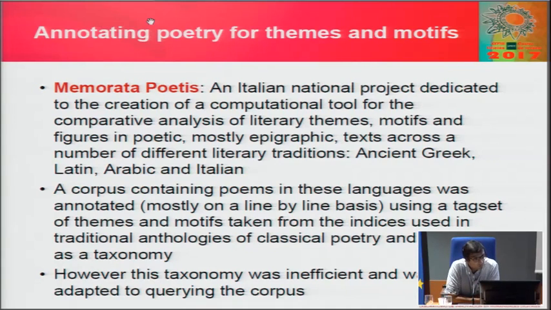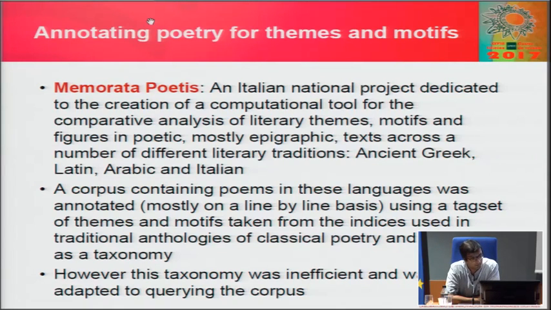And then finally, I'm going to talk about something I worked on with other colleagues in Italy. It's called Memorato Poetis, and it was an Italian national project dedicated to the creation of a computational tool for the comparative analysis of themes, motifs, and figures across different poetic texts. These are mostly epigraphic texts belonging to a number of different literary traditions, which in this case were the ancient Greek, Latin, Arabic, and Italian poetic traditions.